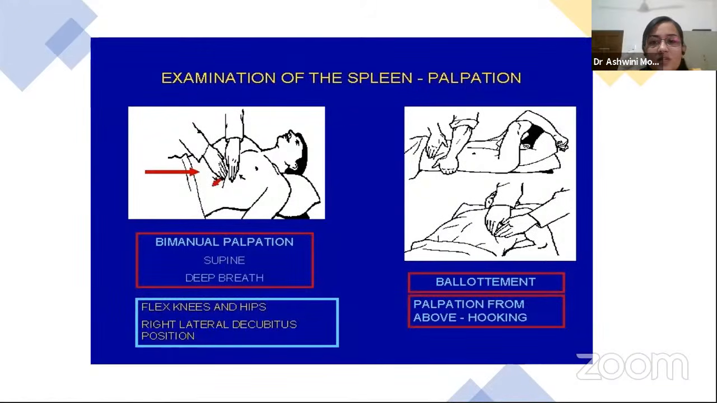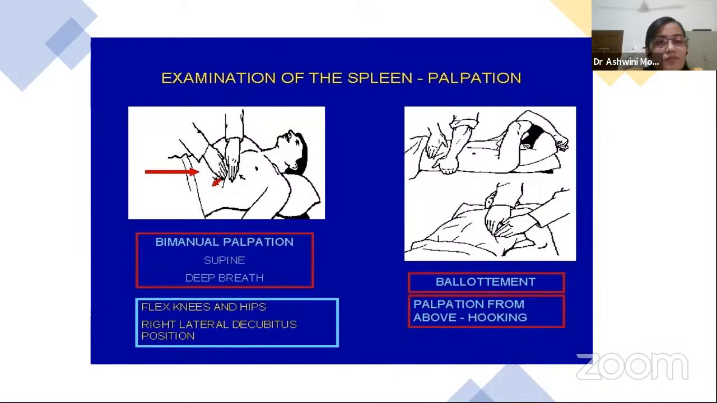Here we have pictures of these three methods. This is bimanual palpation. We are pushing the ribs downwards and feeling the spleen with the right hand. By the left hand, we are pushing the left costal margin downwards. This is one method, bimanual palpation. This is ballottement. With the help of the left hand, we are pushing the spleen forward, and by the right hand, we are palpating it in its anterior aspect. This is the hooking method. We are hooking the fingers over the left costal margin, moving during expiration and keeping steady during inspiration. The enlarged spleen will knock the fingertip.